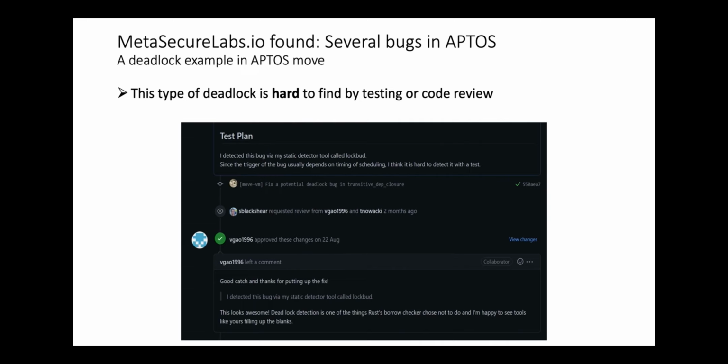The case that we found for Aptos, which has been reported and confirmed by their developer on their website, is a crucial deadlock in one of the Move language components. Their developer confirmed the bug as soon as we submitted it, and mentioned it's a very good catch, thanks for putting this up and for the fix. It looks awesome that our techniques can identify such critical issues. This type of deadlock is very hard to find in the real-time code review process, and could be very easily found by our automated deadlock detectors.